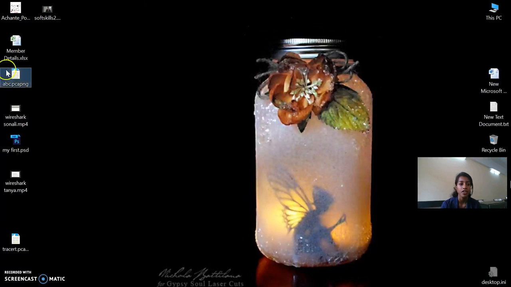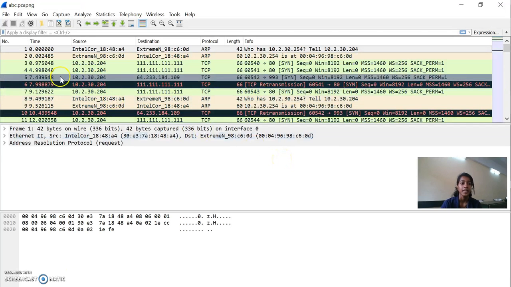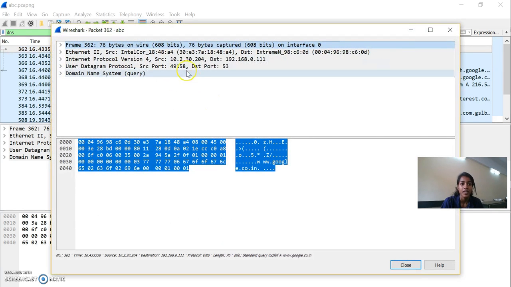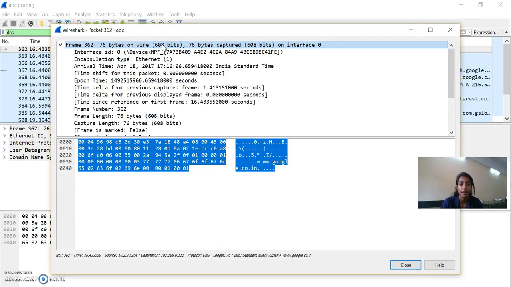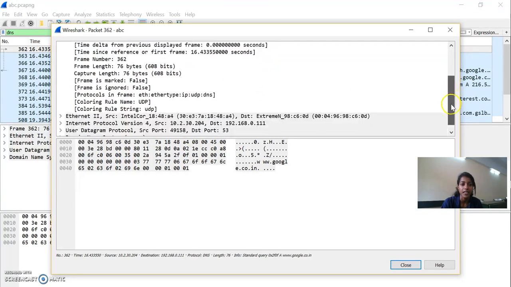So I have Wireshark here. It's already saved. Since the question is about DNS, what you have to do is go and type DNS. They are asking about the first packet. So this is the first packet. And here they are asking about the frame. So the interface ID is this and the encapsulation type is Ethernet and the arrival time is given, and also the capture length is 76 bytes and frame length is also 76 bytes.